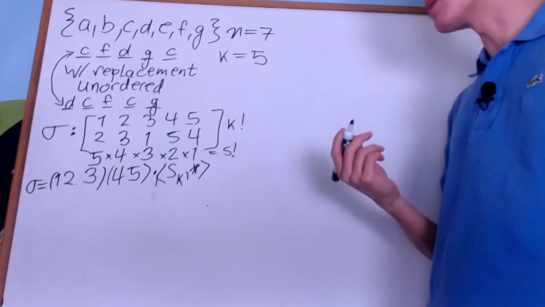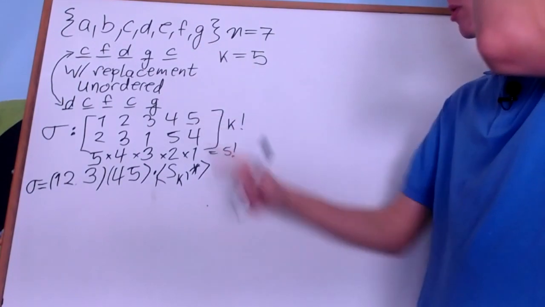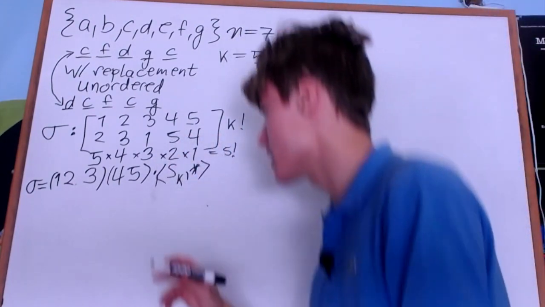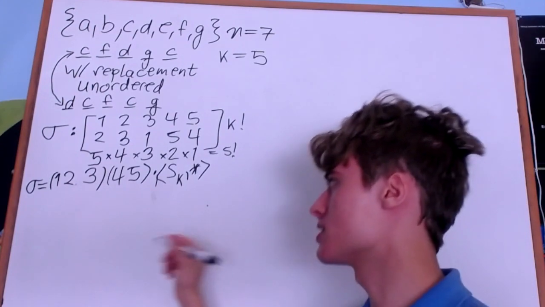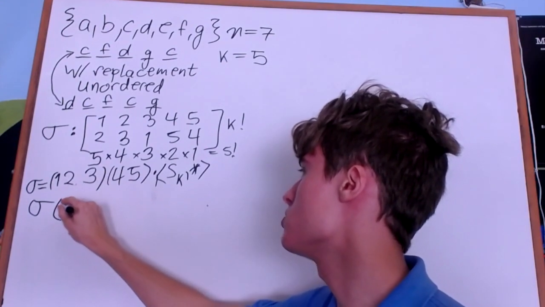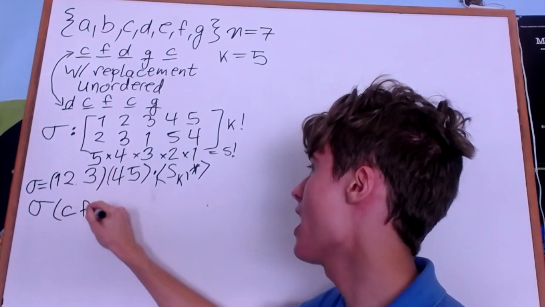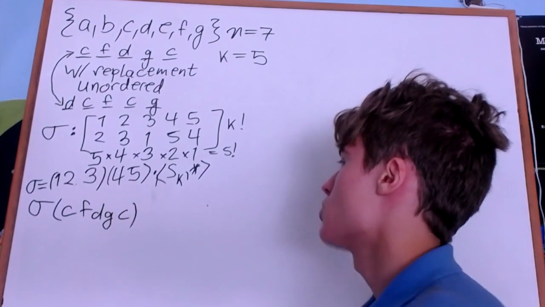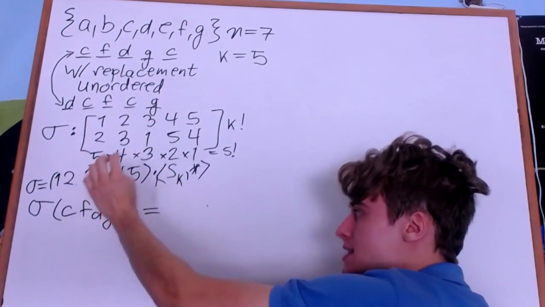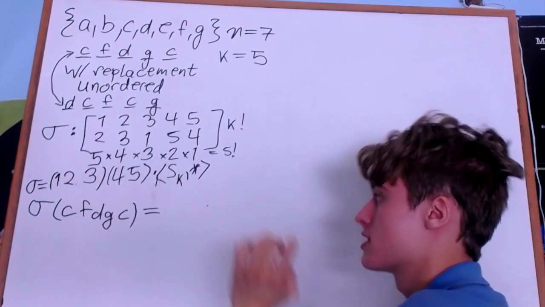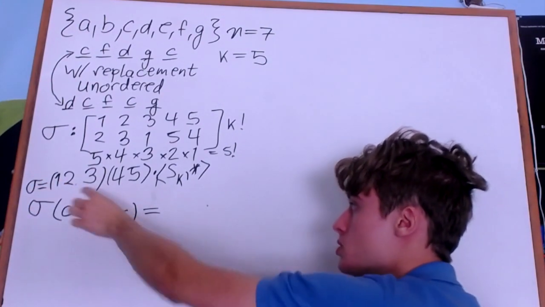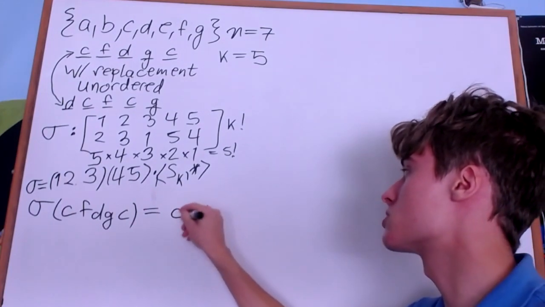Okay, now that we understand these permutations, what does this have to do with our original question about these strings? Well, the thing is that I can have these permutations act on the strings. What does that mean? Well, I can do sigma applied to one of our strings. Let's go ahead and do the original string I had. So C, F, D, G, C. So how do I apply this permutation to this string? Well, I just view these numbers as the place the symbol is, alright? So in the case of sigma, the symbol that's in place 1, so C in this case, goes to place 2 in the output. So C goes to place 2.